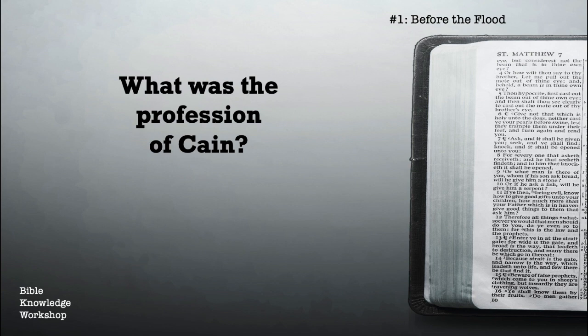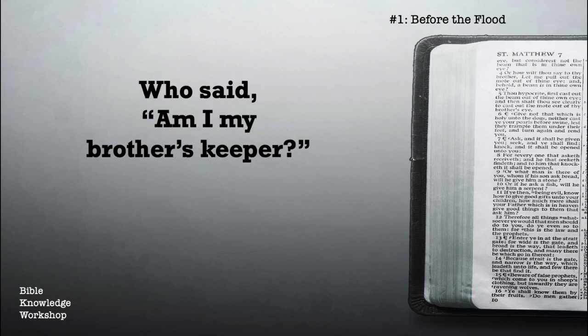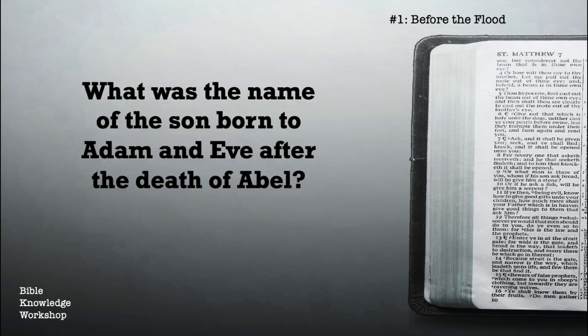What was the profession of Cain? He was a tiller of the ground. Give the profession of Abel. He was a keeper of sheep. And who said, "Am I my brother's keeper"? That was Cain. What was the name of the son born to Adam and Eve after the death of Abel? Seth.